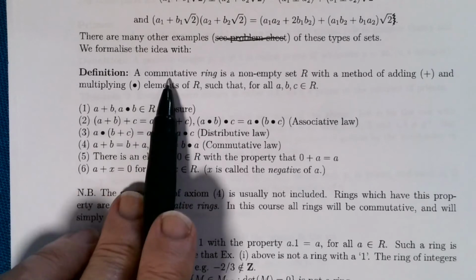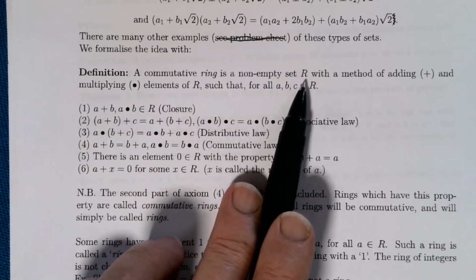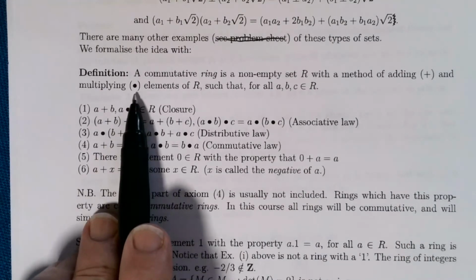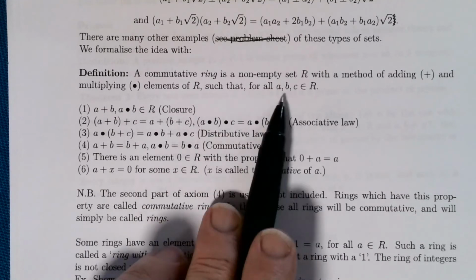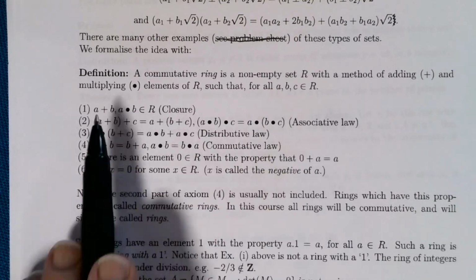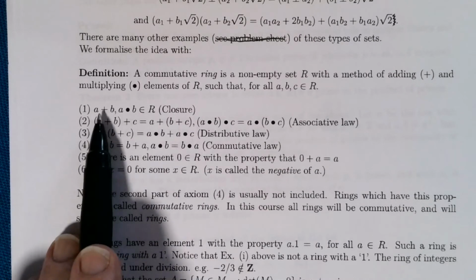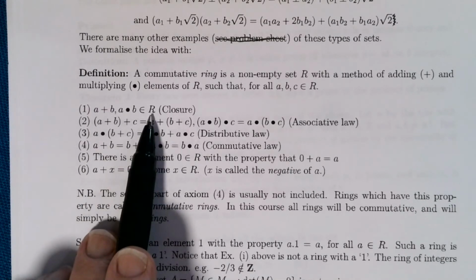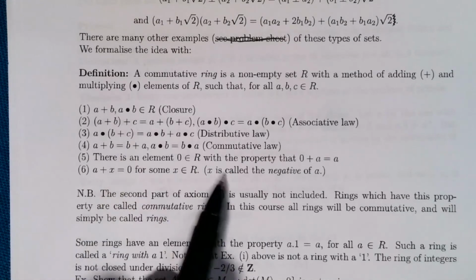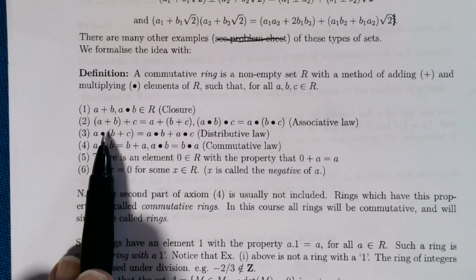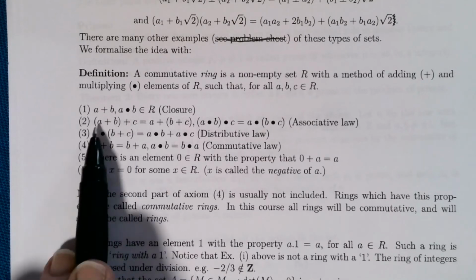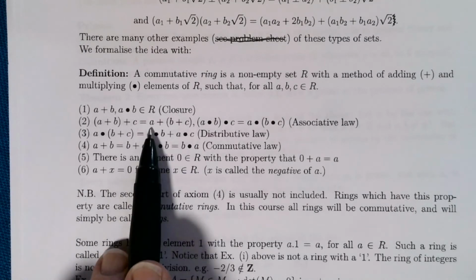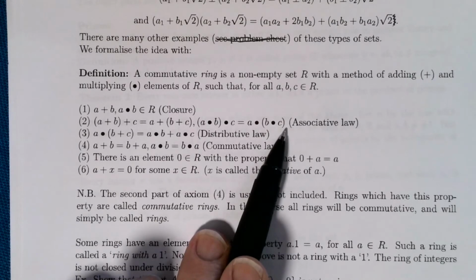So a commutative ring is a non-empty set R with some method of adding, which I'll call plus, and multiplying, which I'll call dot, the elements of R, such that for any A, B, C in this ring, it's closed under addition and it's closed under this multiplication. So I take A plus B or A dot B and the answer stays inside R. It satisfies the associative law of addition. So if you add A and B firstly and then add on C, you get the same as if you add B and C and then add on A. And similarly under multiplication, that's called the associative law.